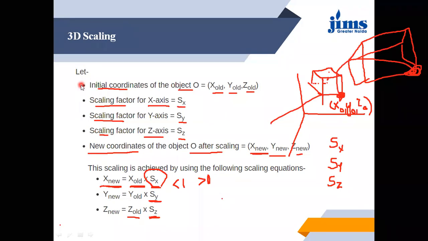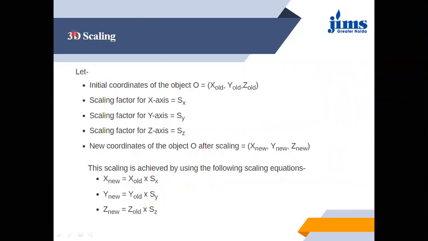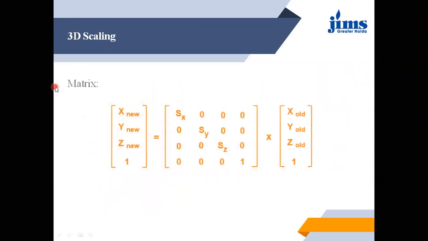You only have to understand what is happening when we perform a scaling operation. In the scaling operation we multiply the x coordinate by the scaling factor on the x-axis, the y coordinate by Sy, and the z coordinate by Sz. This is the way we can find the values of the new coordinates.